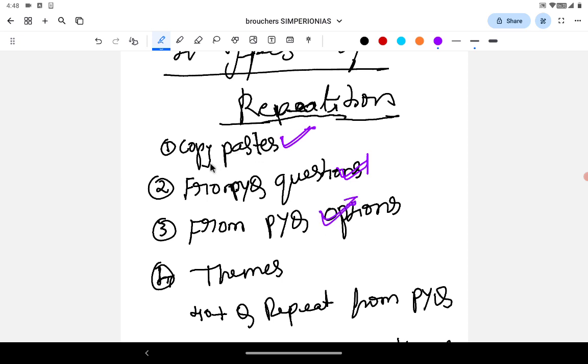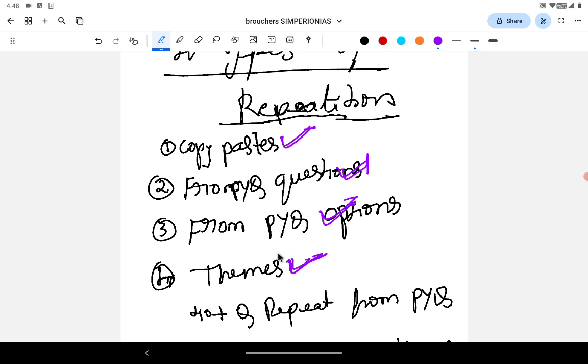The first 3 types are from the PYQ, direct copy paste. Previous year questions are modified to form new questions. Previous year options are explored in detail to form new questions. The fourth and the very important is themes.